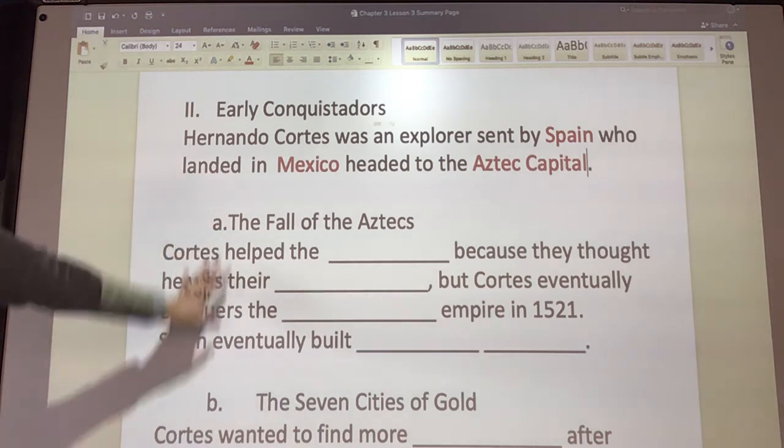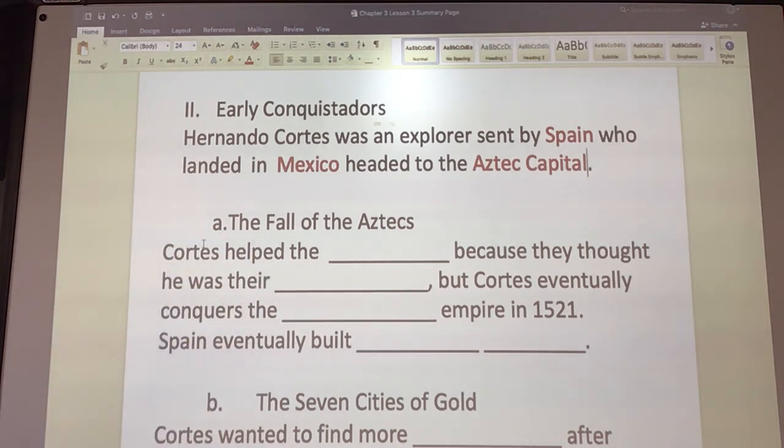And those were words that go in here. That's why she wanted to know if she should read it. So let's look here. Cortez helped. This was just Aztecs again.